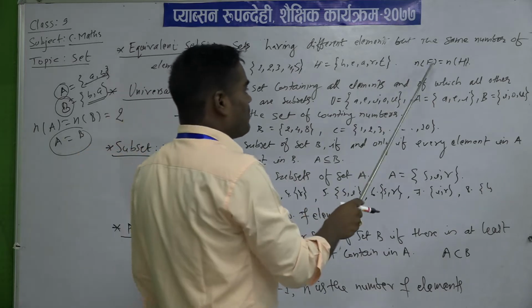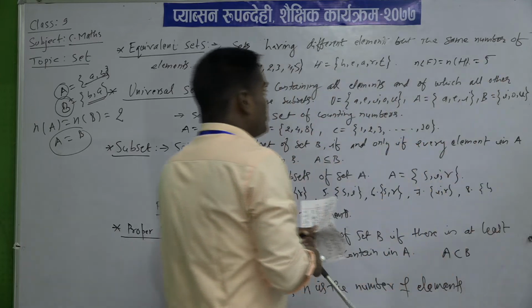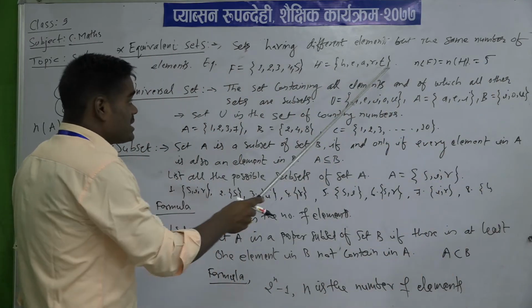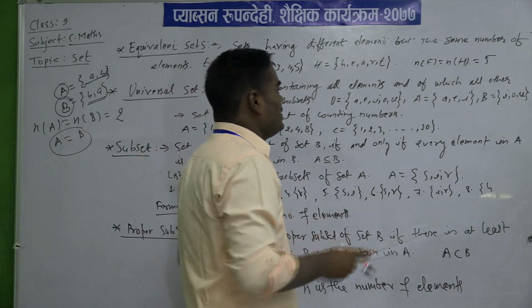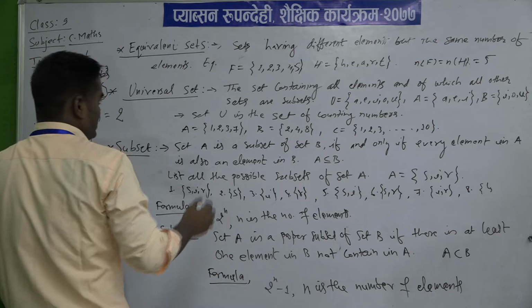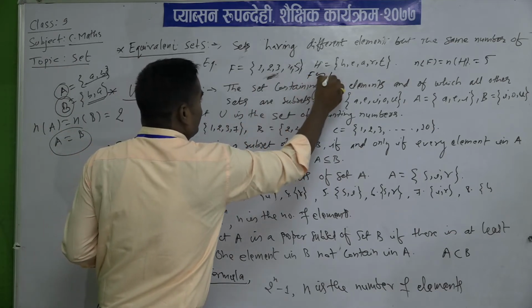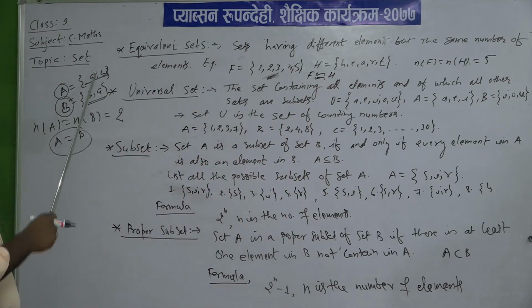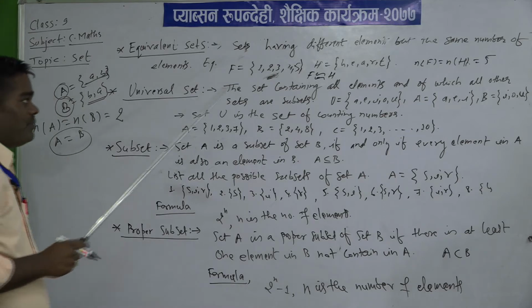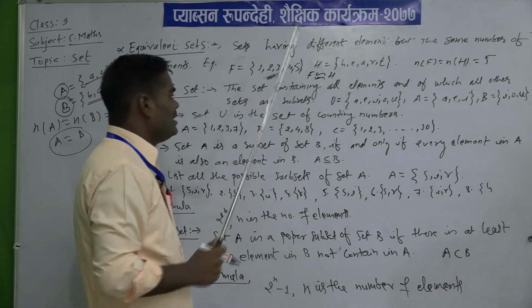So the cardinal number of F and the cardinal number of H, how much? 5. So here their members are not the same but their numbers are the same. That's why they are known as what? Equivalent sets. You can write here F equivalent H. So in equal sets their elements and number of elements are the same, but here the elements are not the same, only their cardinal numbers are the same.